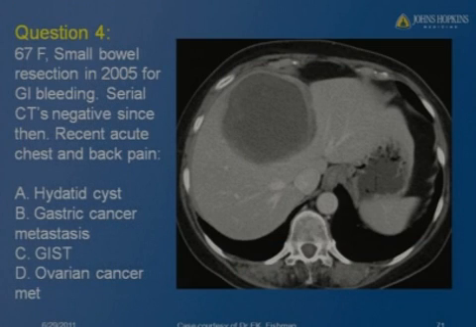Fourth patient, a 67-year-old female who had a small bowel resection in 2005 for GI bleeding. Serial CTs since then have been negative for the last 6 years. Recently she had acute chest and back pain, went to the emergency room, and got a PE study. So this patient has A, hydatid cyst, B, gastric cancer metastases, C, GIST, D, ovarian cancer metastases. And we start the timing.